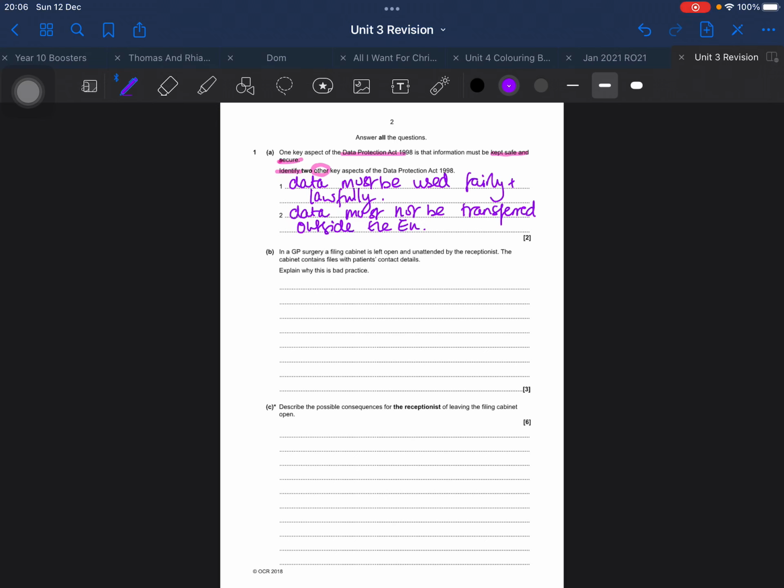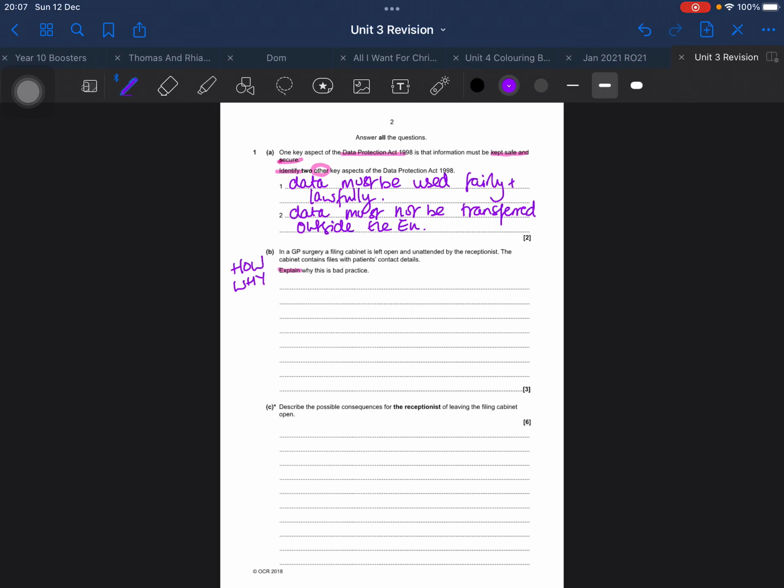Okay, question 1B then. In a GP surgery, a filing cabinet is left open and unattended by the receptionist. The cabinet contains files with patient contact details. Explain why this is bad practice. So our command word here is explain, and we know that explain means we want a how and a why. Okay, now there are 3 marks on offer here. For 3 marks you need to have a full and detailed explanation and a clear understanding of how the bad practice is demonstrated.